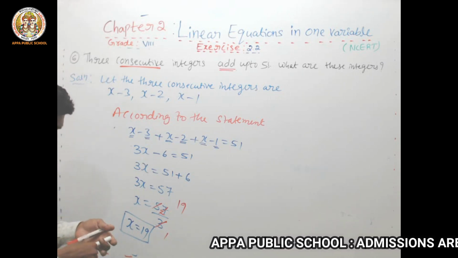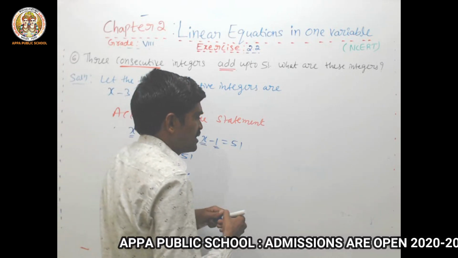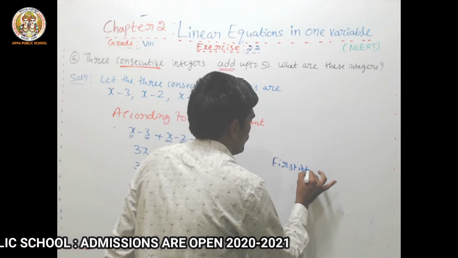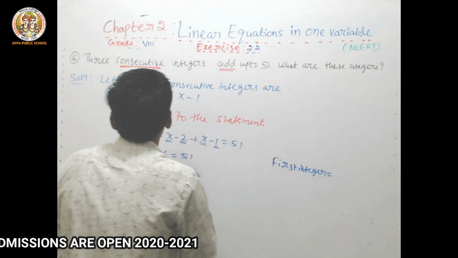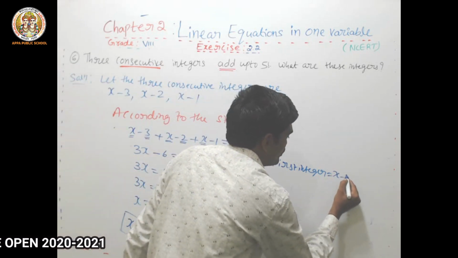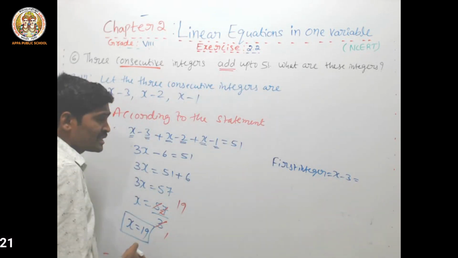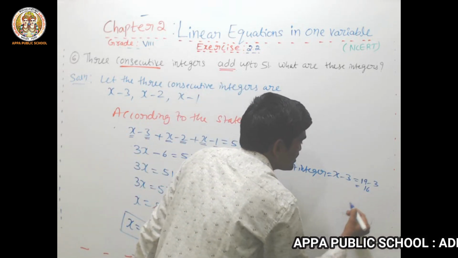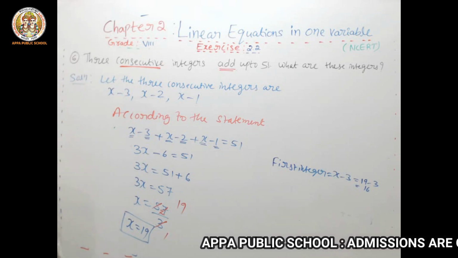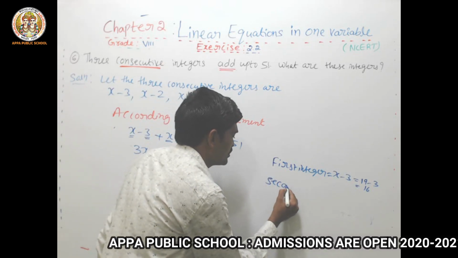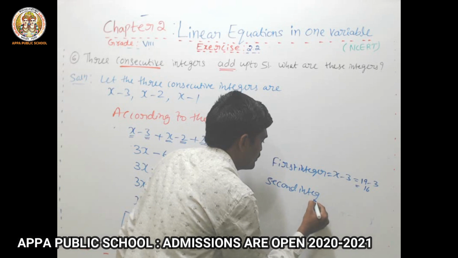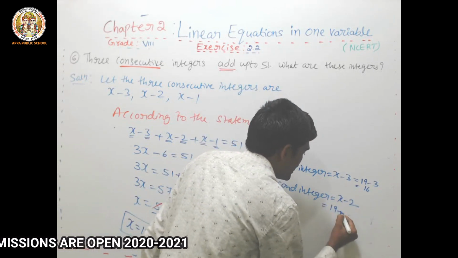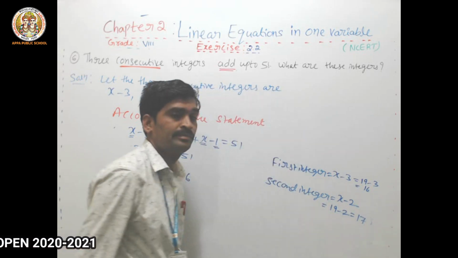So here what we have to write? First integer. What we consider? x minus 3. Substitute the value, x is equal to 19 minus 3. We will get 16. Understood, my dear students? Same answer we get. Second integer, x minus 2 consider, replace the value 19 minus 2, we will get 17.